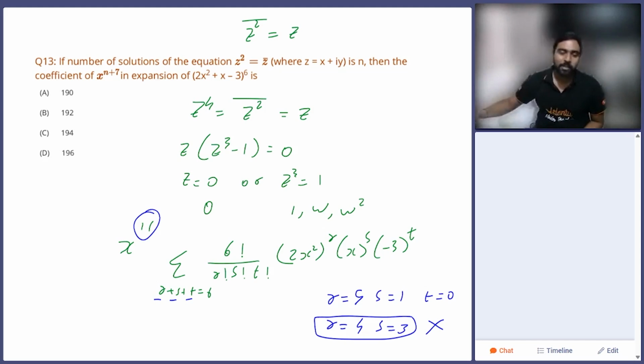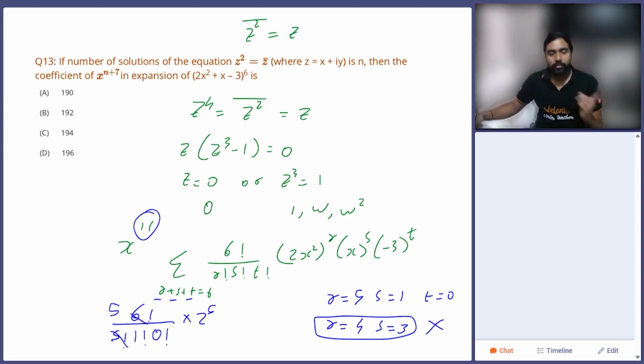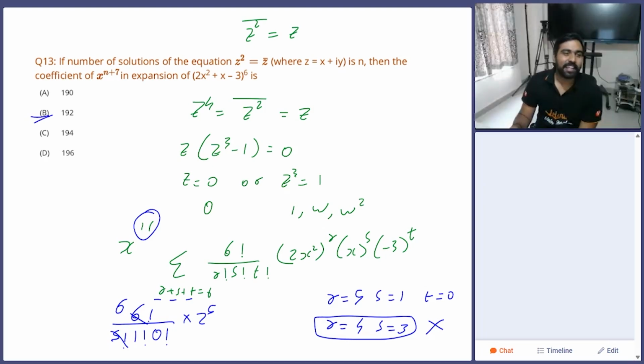So what is going to be the coefficient? The coefficient will be 6 factorial upon 5 factorial into 1 factorial into 0 factorial into 2 power 5. That's it. So this can be cancelled out. 5 into 32, that will give you the answer as 160. Oh, sorry. Cancelling this will leave you with 6, right? Yeah. So 32 into 6, that will give you 192 as the answer for this question. Option B will be the answer. Okay, everyone? Hope the idea is clear. Basic manipulation was all that you had to do over here.